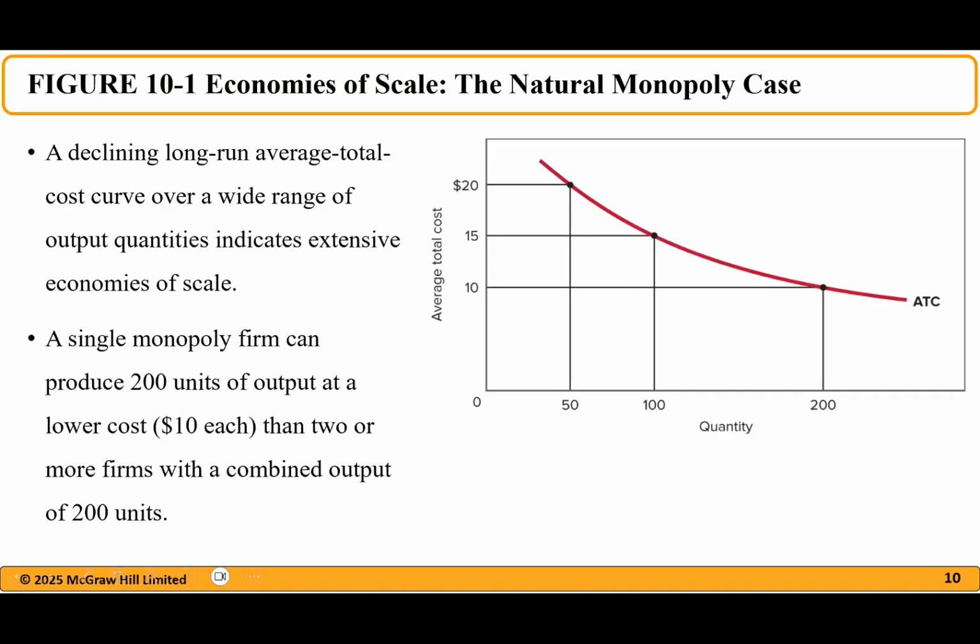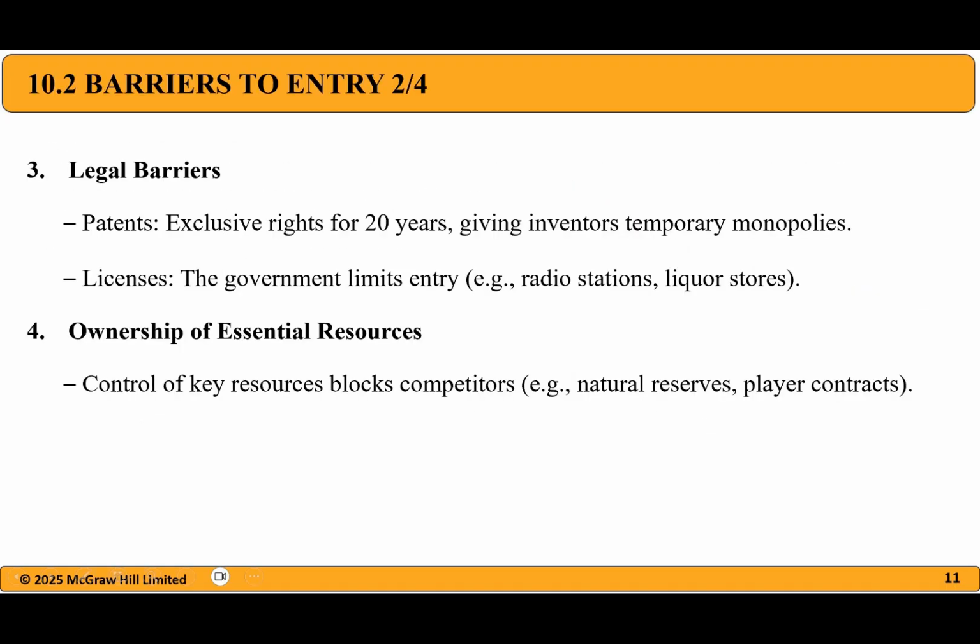Here are some examples of legal barriers that work as strong barriers to entry in the monopoly market. Two things can happen: patents, exclusive rights for 20 years, giving inventors temporary monopolies, and licenses. The government limits entry, so they can set certain rules and regulations to control the number of radio stations, number of liquor stores, and other things. So this is completely regulated by the government.